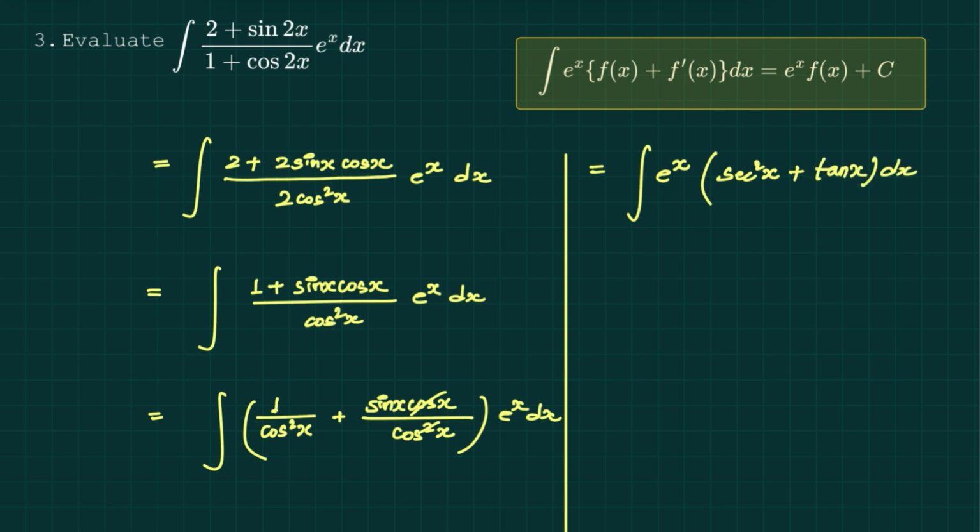dx. Now here sec square x is the derivative of tan x. So if I consider tan x to be f of x, this is my f dash of x, and outside we can see that this term is getting multiplied with e to the power x. Now this is of the type given here. So we can directly write the answer as e to the power x into f of x plus c. So my answer for this question will be e to the power x into tan x plus c.